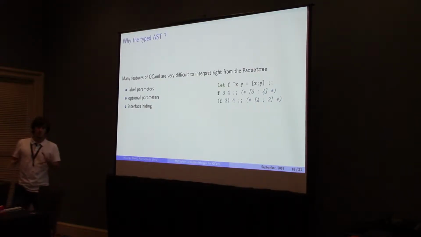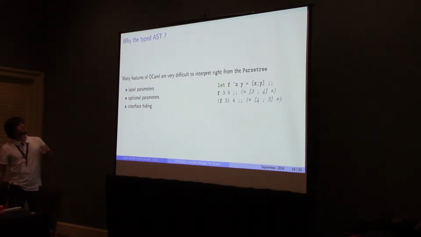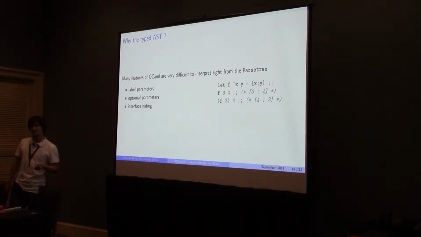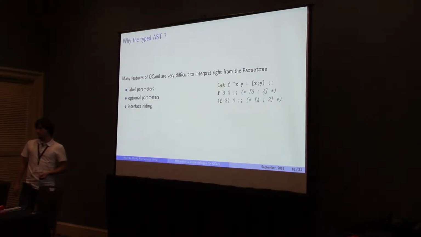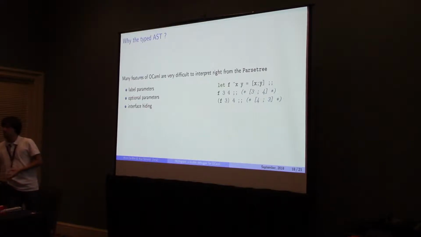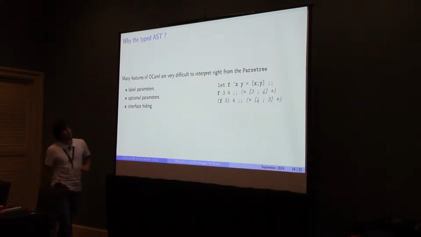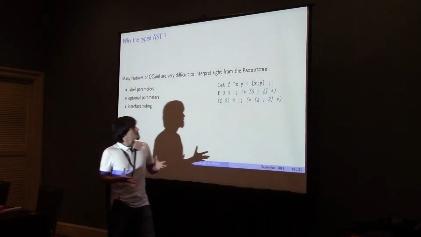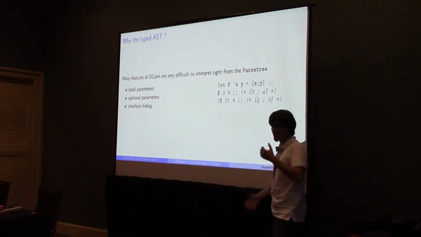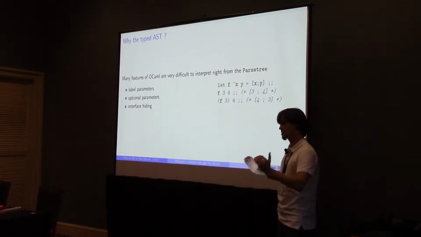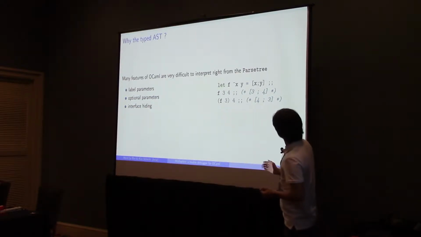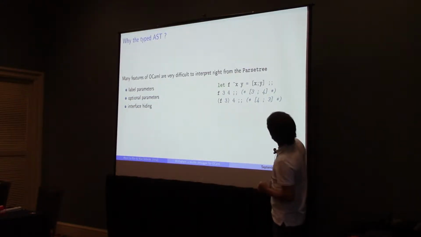As I said, we type the program in the front end and we do the name resolution, but why though? Because many of the features of OCaml are very difficult to interpret right from the parse tree, among them the label parameters and the optional parameters. Here is a little example. In fact, we learned during development that in OCaml, total applications of functions are not just partial applications until there is nothing more to reduce, because of these label parameters.